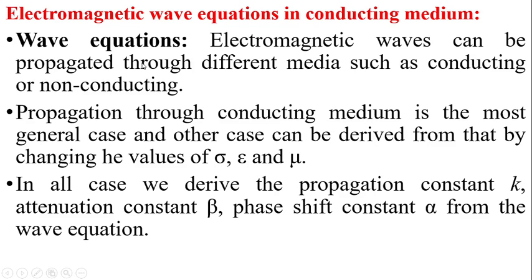Wave equation. Electromagnetic waves can be propagated through different media such as conducting or non-conducting. Propagation through a conducting medium is the most general case, and the other cases can be derived from that by changing the values of sigma, epsilon and mu. In all cases, we derive the propagation constant k, attenuation constant beta, and phase shift constant alpha from the wave equation.